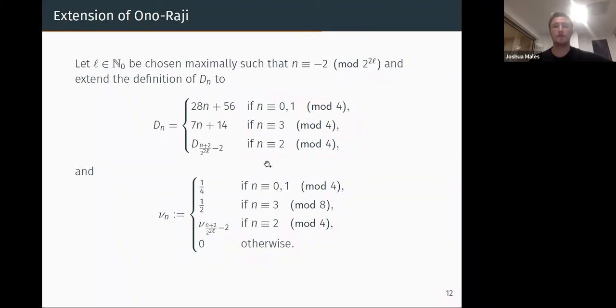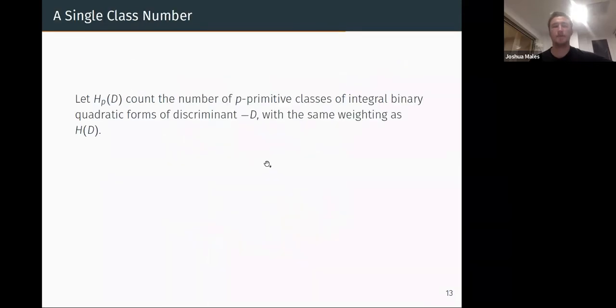Okay, so in terms of a single class number, we let H_p count the number of p-primitive classes of integral binary quadratic forms. So what does that mean? Here p is some prime, and p-primitive means that prime p does not divide all of the coefficients of our quadratic form. So if Q is (a, b, c), some quadratic form, then p does not divide their GCD. And it comes with the same weighting as a normal class number.